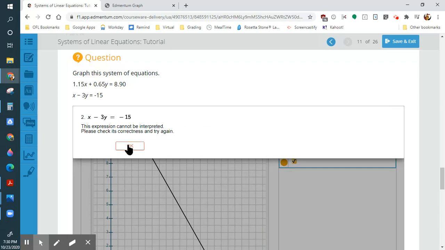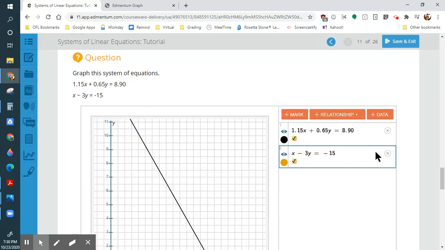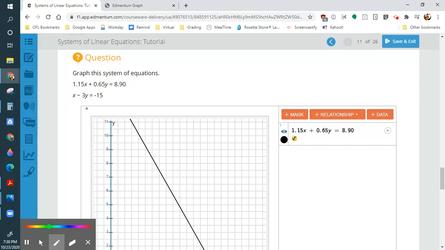Okay, so this one's having trouble understanding it, and that's fine. What we're going to do here, since it's a little easier to do, I was wondering if Edmentum was going to do anything about this. This is actually pretty easy to solve by hand. So they're like, no, no, no, you can solve that. You can do this easier.